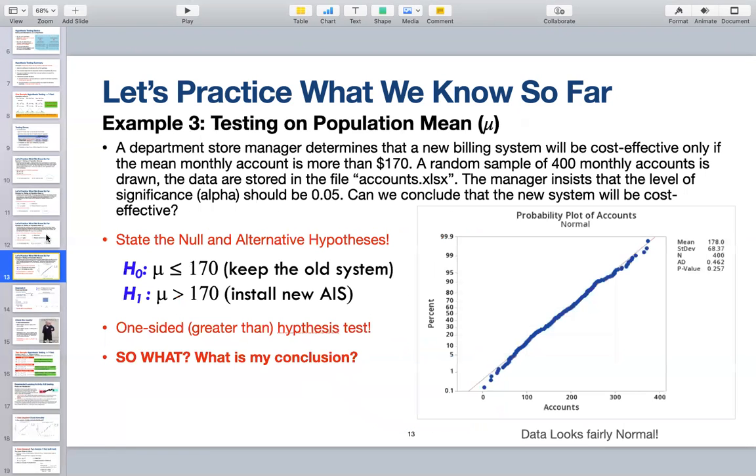We have another example. This time we also have data for it, and we are going to be using Minitab to deal with this problem. But let me pause here and give you the time to ponder what we just learned.